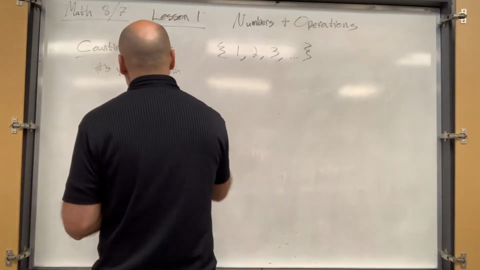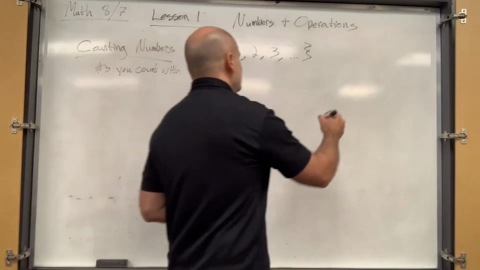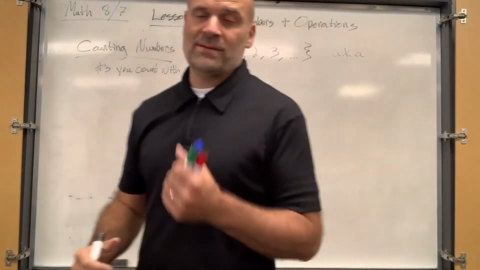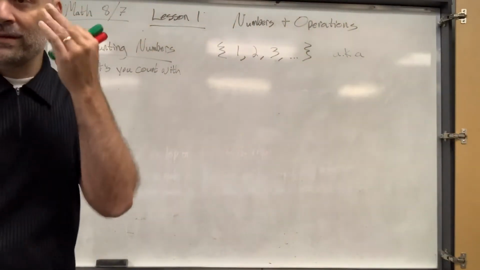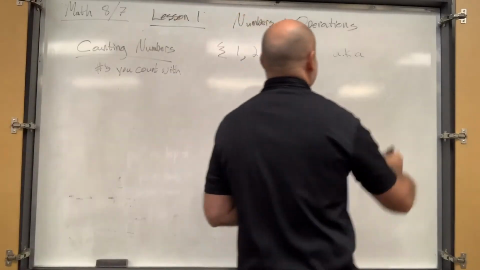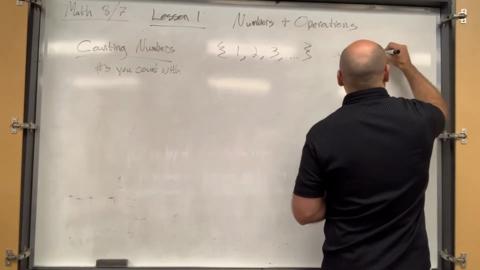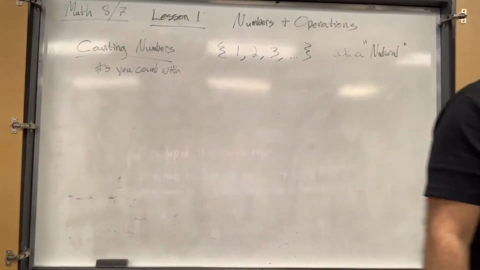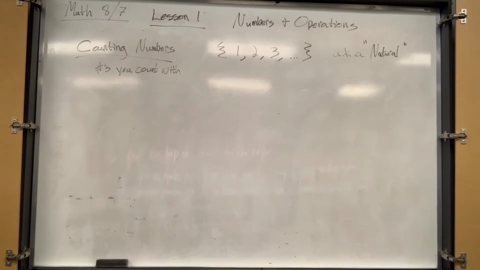All right? Counting numbers. There's another name for the set of counting numbers. They call them counting numbers or natural numbers. Natural numbers, that's right. Because what numbers come naturally? If I say, give me a bunch of numbers, you'd say 1, 2, 3, 4, 5. Right? You wouldn't say 0, 1, 2, 3, 4, 5.